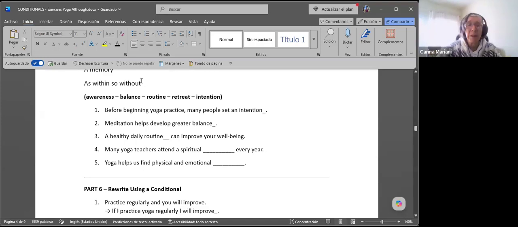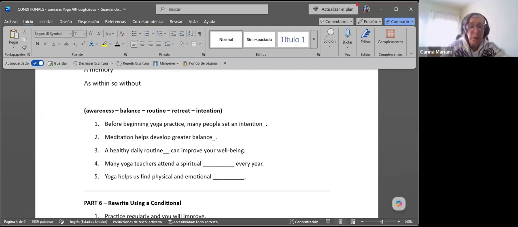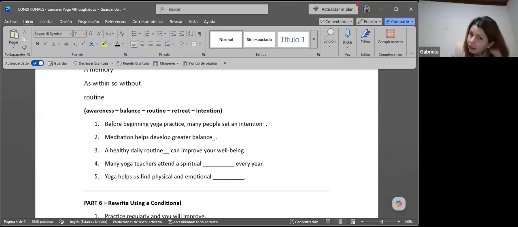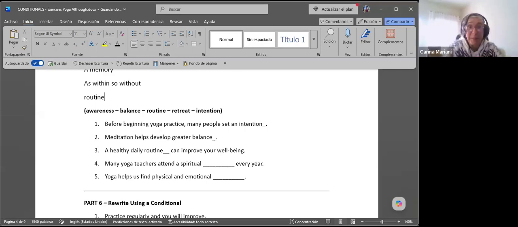What is another word for routine? You just described a habit. Routine has to do with habits. So those are things that you practice regularly, and that's why it's so difficult sometimes to change our habits. Because what? They are kind of unconscious.